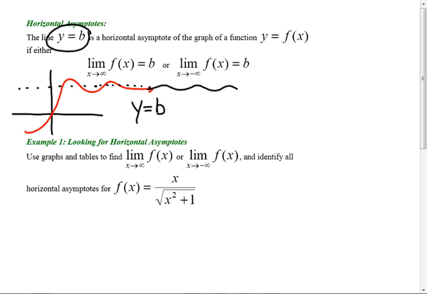Now, by the way, when you do horizontal asymptotes, you really have to look at the limit as x goes to positive infinity and negative infinity. It's not necessarily the same number.